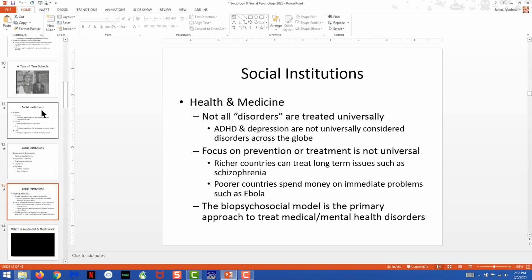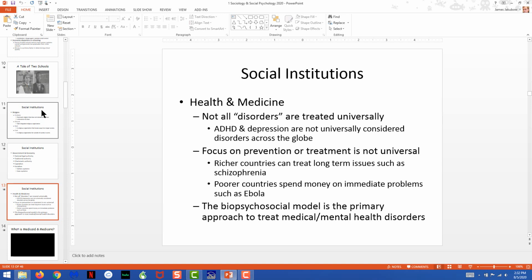And health and medicine, where we wind up, and I have a few videos to show you after this point. Health and medicine are related to society because not all things that are medical in nature necessarily are held to the same degree of importance by members of society. And in fact, not all disorders are treated universally.